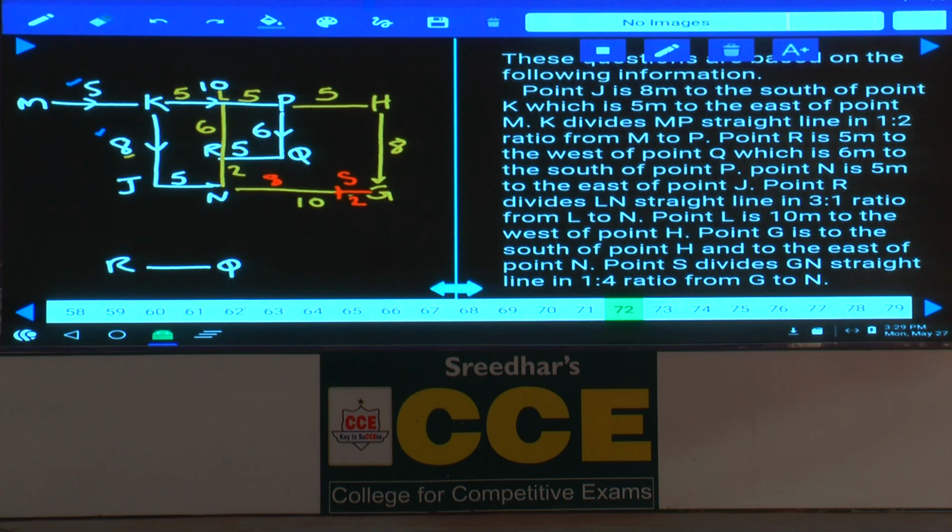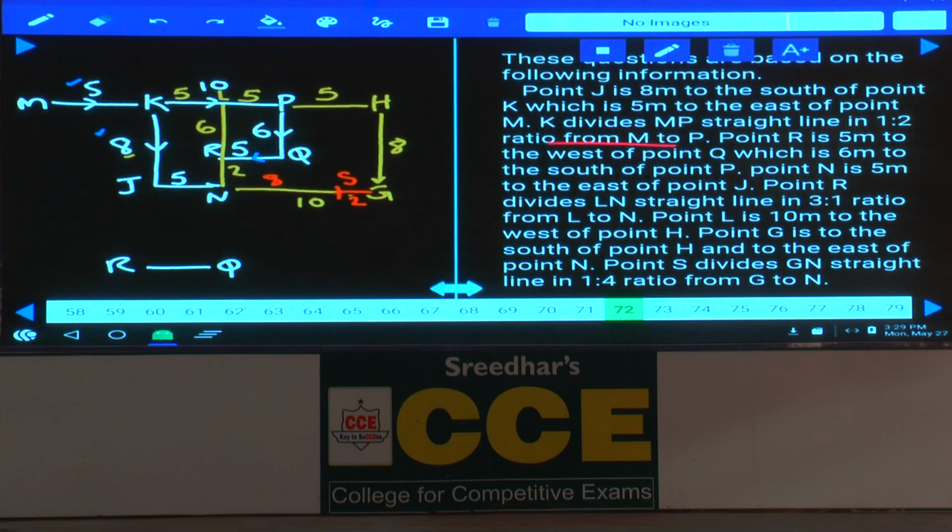Next one. K divides the MP straight line in the ratio of 1:2 from M to P. From M to P, what is the distance here? Now the total distance is 15, 5 plus 10. Now K divides in the ratio of 1:2, M to K is 5 and K to P is 10. And R is 5 meters to the west of Q.